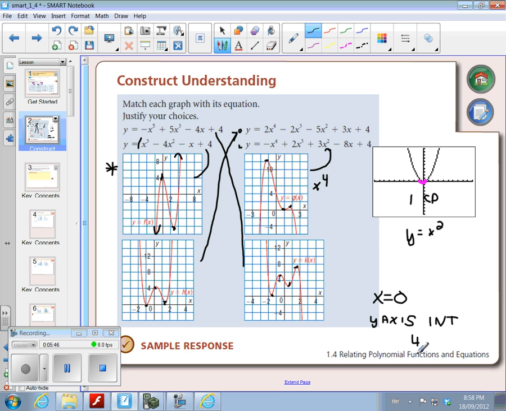Notice it is 4 for all of them. Okay, you can proceed to the next problem.